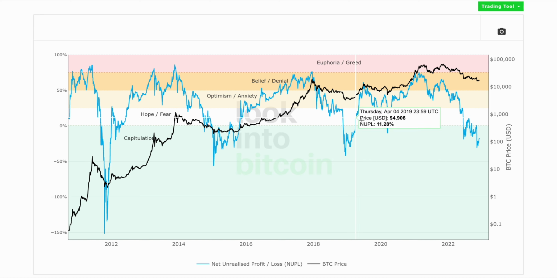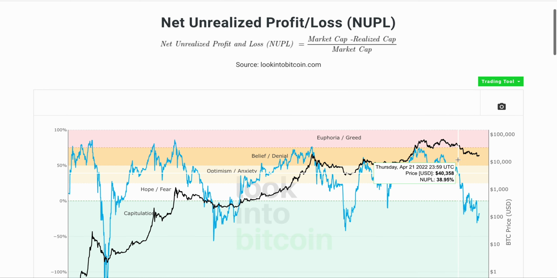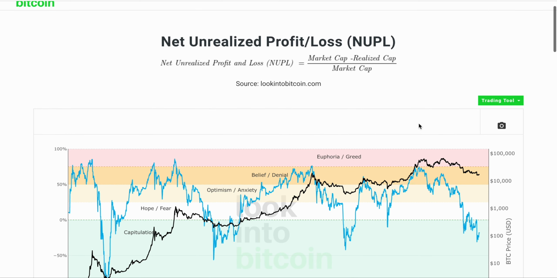Then we have hope and fear. And we've got anxiety, denial, and we've got greed. So, right? The greed's in red. So right now we're basically deep into capitulation territory. Actually, for all these indices, we're near capitulation territory.